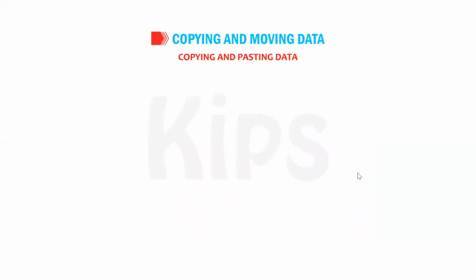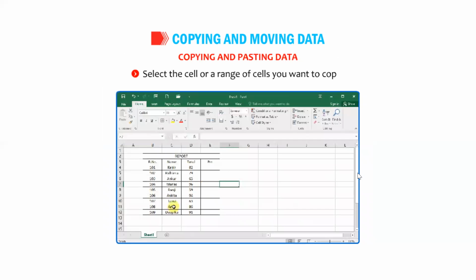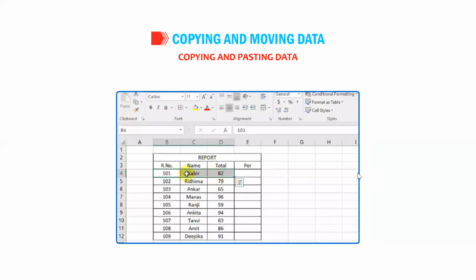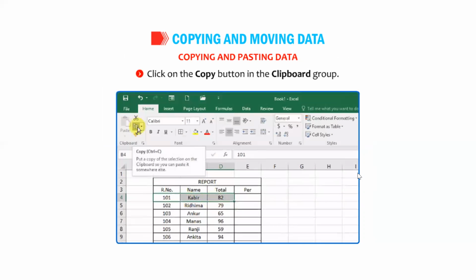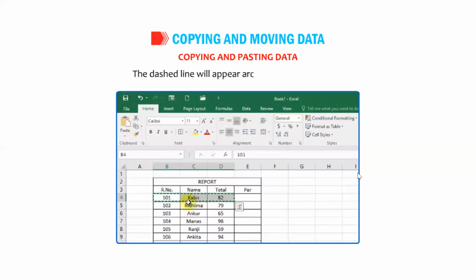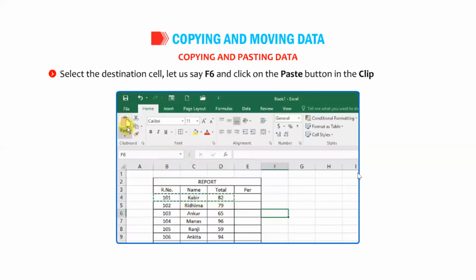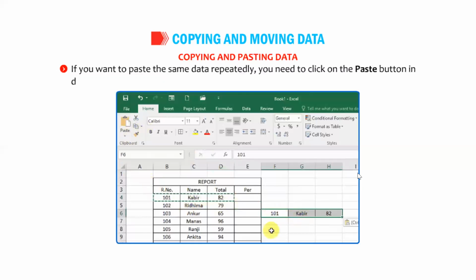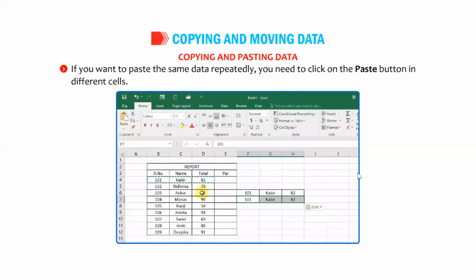Let me tell you the steps involved in copying and pasting data. Select the cell or a range of cells you want to copy. Let us say B4 to D4. Click on the Copy button in the Clipboard group. The dashed line will appear around the selected cells. Select the destination cell, let us say F6, and click on the Paste button in the Clipboard group. The text will be copied to the new location. If you want to paste the same data repeatedly, you need to click on the Paste button in the different cells.